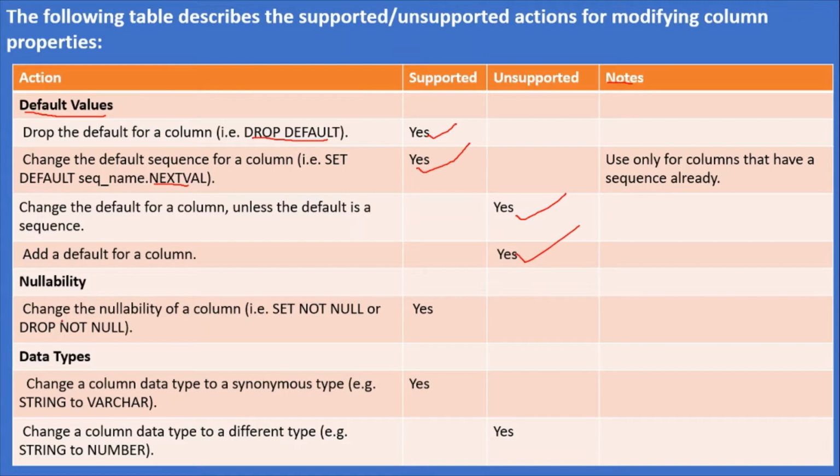Now, nullability. Change the nullability of a column: set not null or drop not null. It will support. Data types. Change a column data type to a synonymous type, string to char. It will support. Change the column data type to a different type, string to number. String to number can't be supported. Unsupported. Okay.